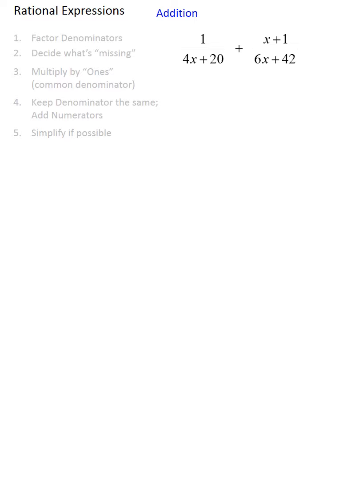Here's a problem that's going to prove to be challenging for reasons you'll see in a minute. Let's go through our 5 steps. Step 1, factor the denominators. Done. Let's look at what's missing in step 2 here.